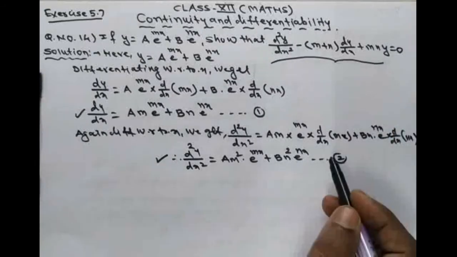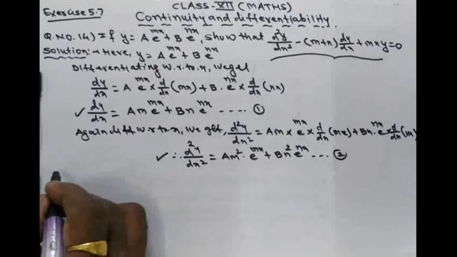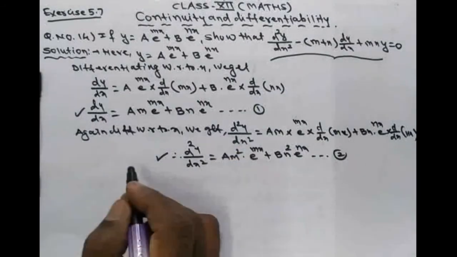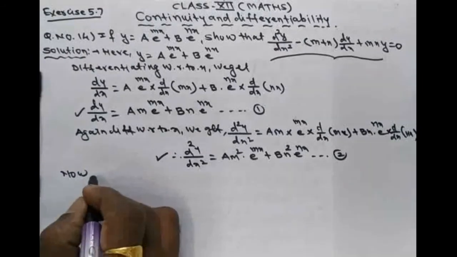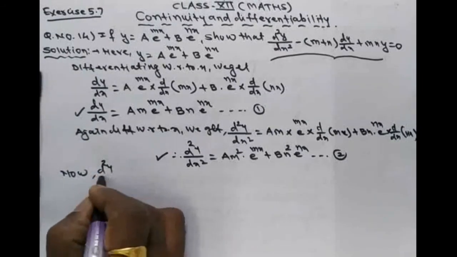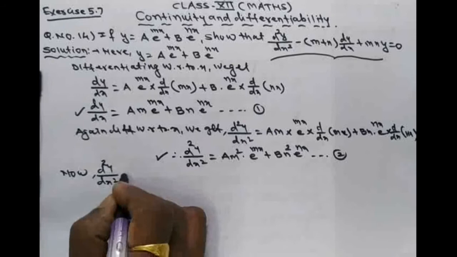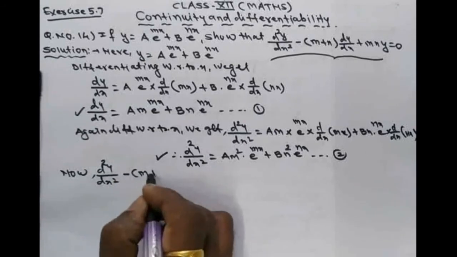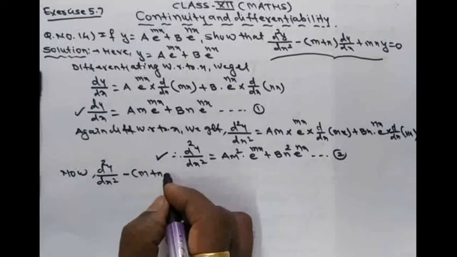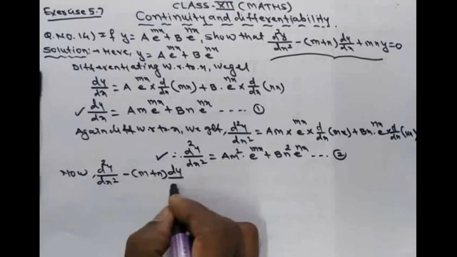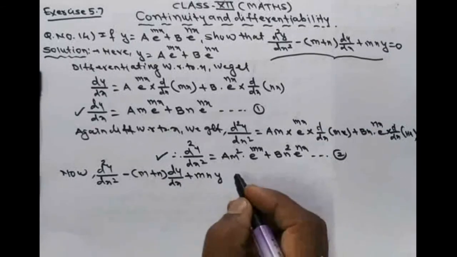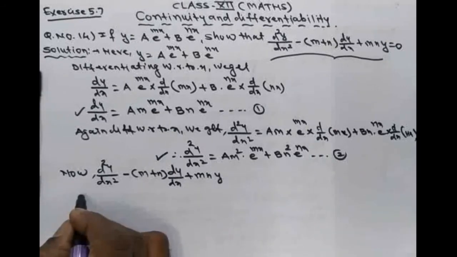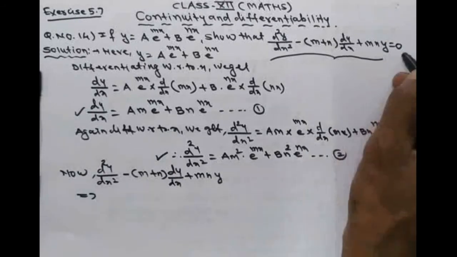So putting this, we get: now find this d²y/dx² minus (m plus n) into dy/dx plus mn y. Let us find out this value. Okay, this implies you should get 0 here.